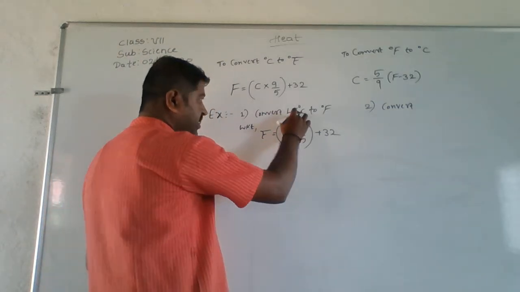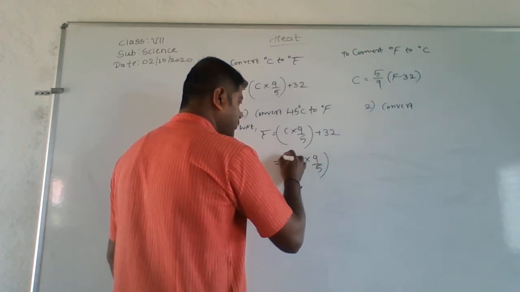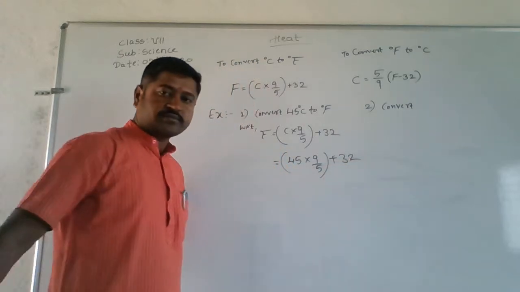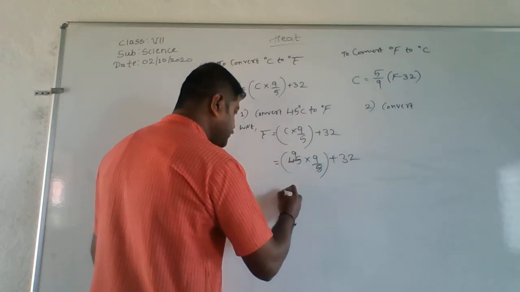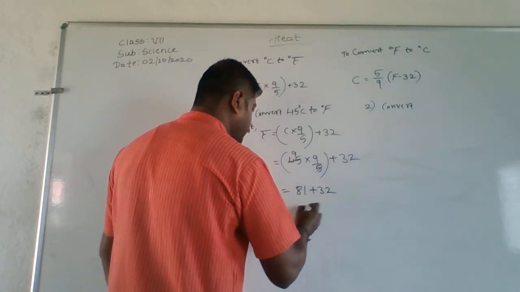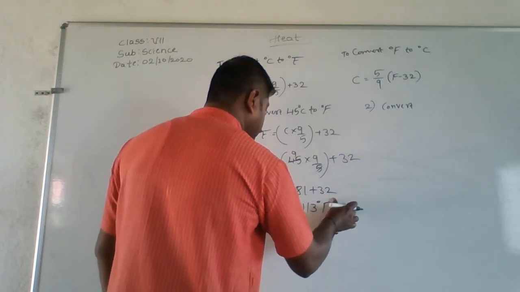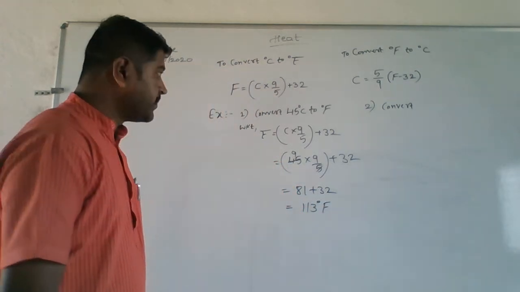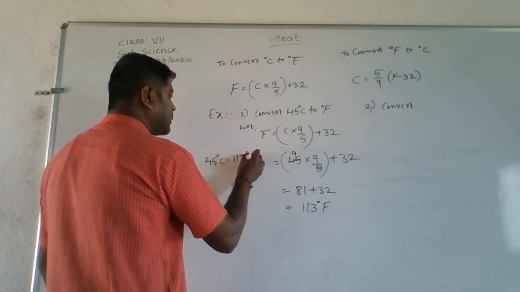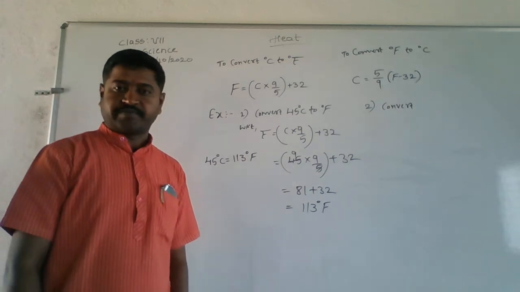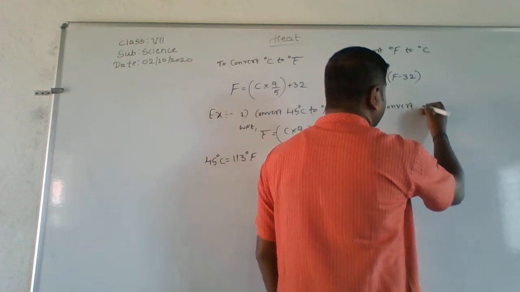So C is what? 45 degrees Celsius. 45 into 9 by 5 plus 32. So 5 ones are 5, 5 nines are 45. So 9 into 9 gives you 81 plus 32. That is 1 plus 2, 3; 8 plus 3 gives 11. So this is the Fahrenheit. It means this 45 degrees Celsius is equal to 113 degrees Fahrenheit. Is that clear? So then we'll convert another one.